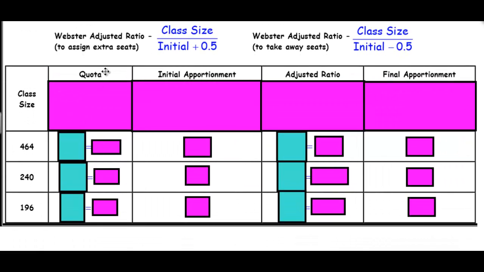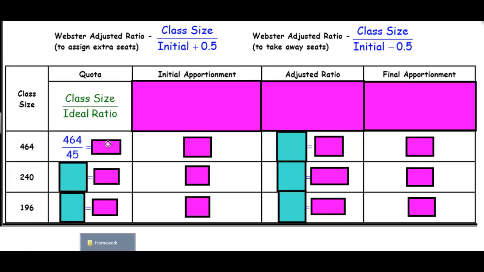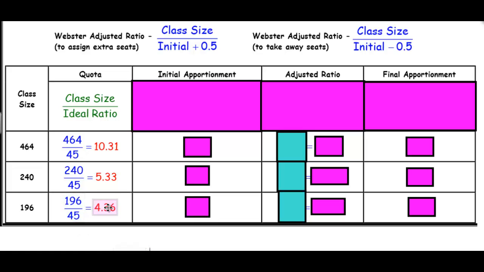Alright, so just like before, quota works the exact same way. So once you guys have calculated your ideal ratio, the quota is always the class size divided by that ideal ratio. And you guys will notice that these quota values are the exact same from what we talked about on Friday. So for example, my class size here is 464. If I divide it by 45, which is my ideal ratio, that gives me 10.31. And since you guys took this down in your notes on Friday, you guys can probably just write the 10.31. And then for this one, we'd take 240 divided by 45, and we get 5.33. And then we get this 196, and divided by 45, and we get 4.36. Okay, so that is the exact same that we did on Friday.